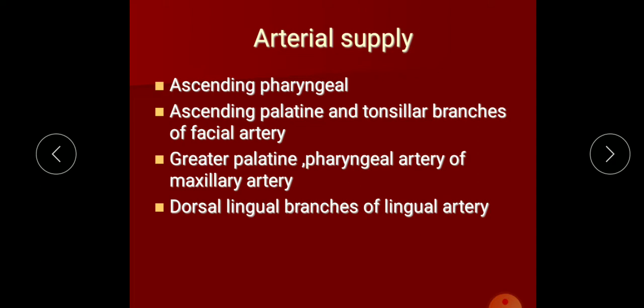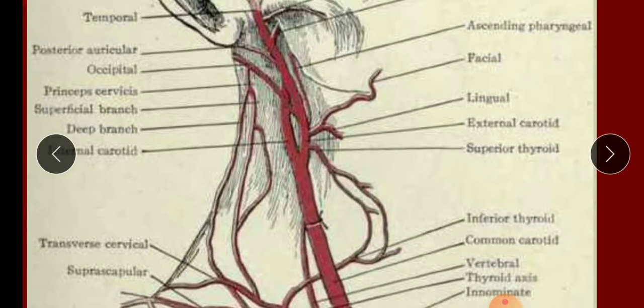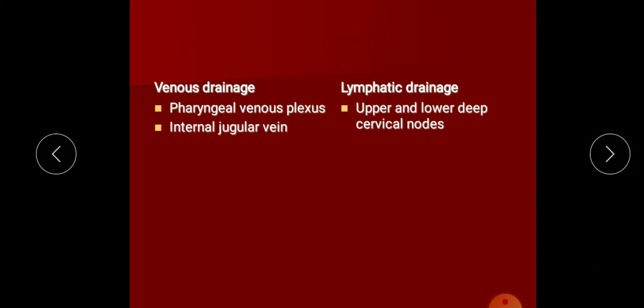So what are the branches of these? First one from the ascending pharyngeal. Second, the ascending palatine and tonsillar branches of the facial artery. Then the dorsal lingual branches of the lingual artery. And finally the greater palatine and the pharyngeal artery of the maxillary artery. So these are the four main arteries which supply the pharynx. Look at that, you are seeing the external carotid artery there, giving the ascending pharyngeal, branches coming from the facial, branches coming from the lingual, and finally from the maxillary artery. So with that we finish the arterial supply.